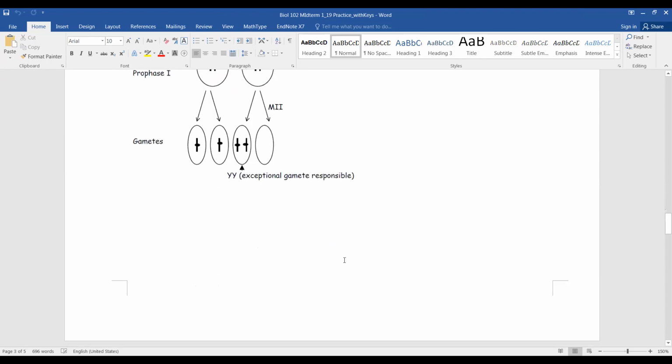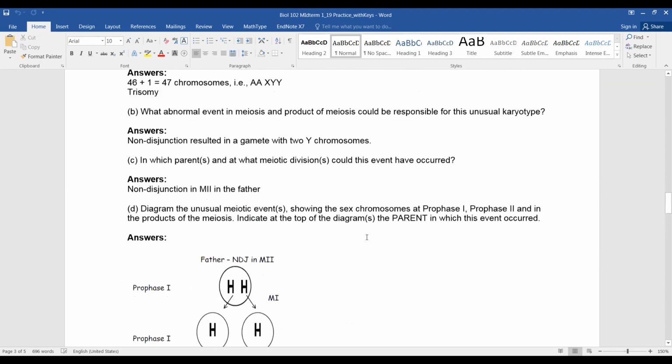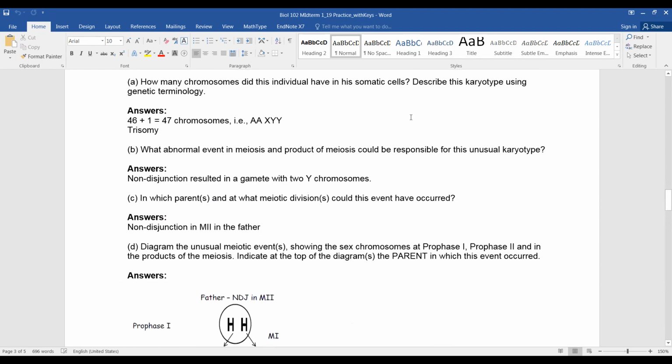Okay, any questions here? As you can see, the problem goes step by step. So the question will lead you to find the final answer in a logical way.